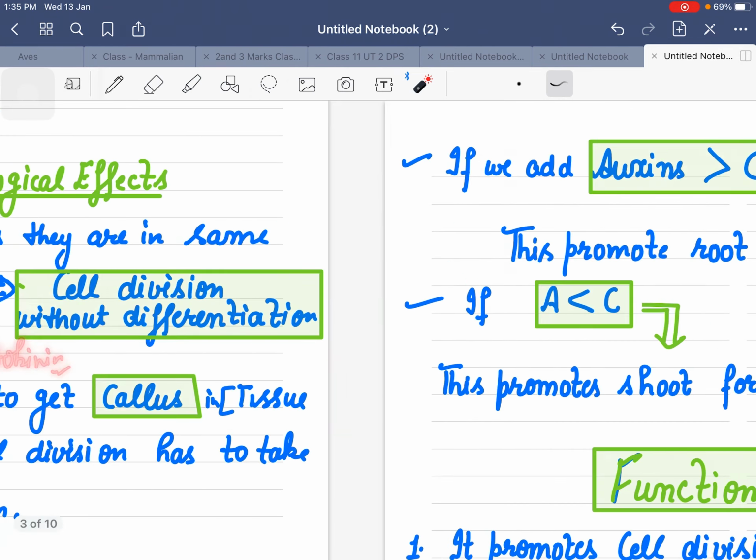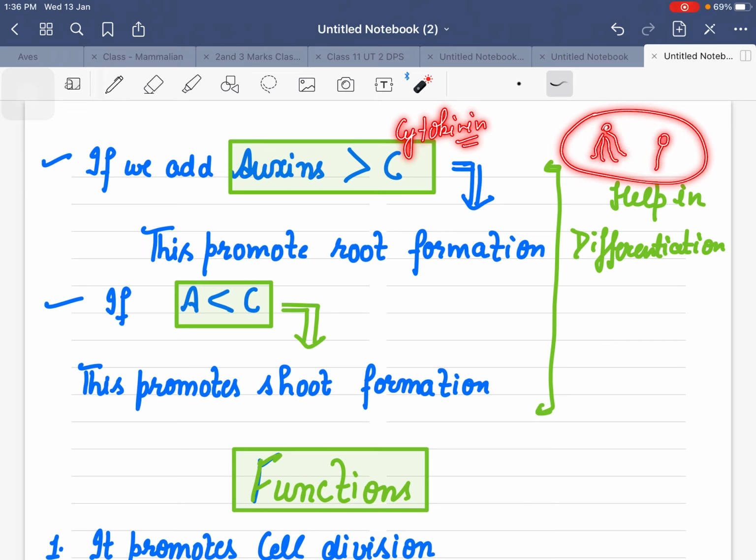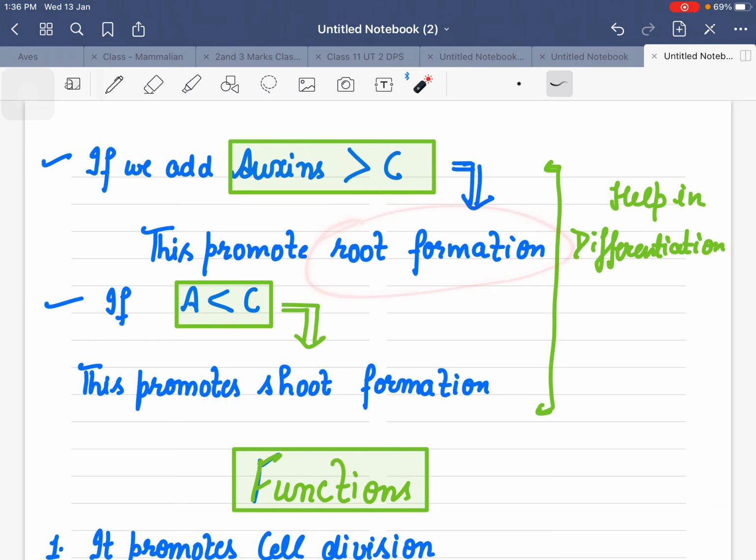cytokinin. Suppose now, after 1 week, if I add more auxin than the cytokinin, what will happen? Auxin initiates root. So now my roots will start developing, right? Now in this particular medium, I changed the medium and I added more concentration of auxin. So with the more concentration of auxin, root development will start there.